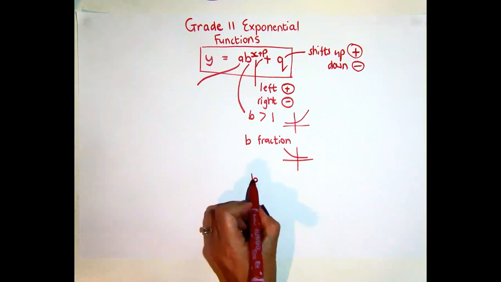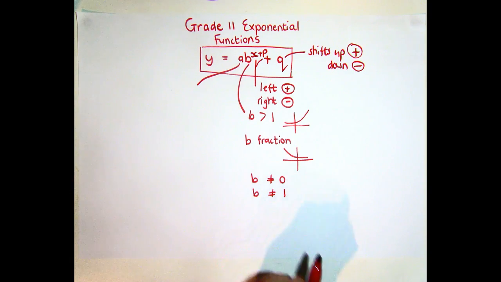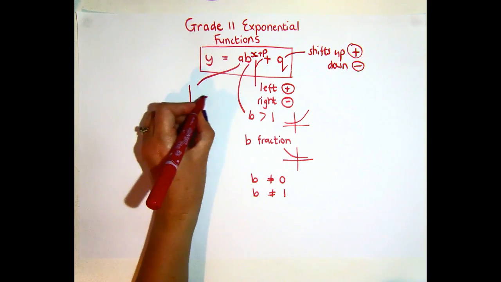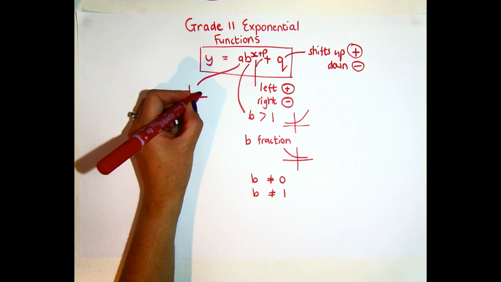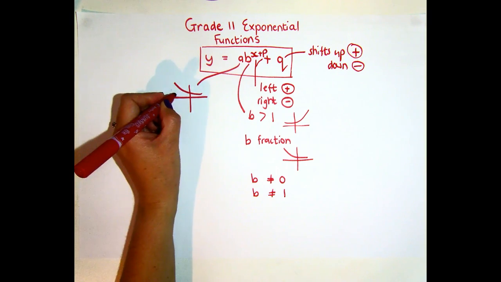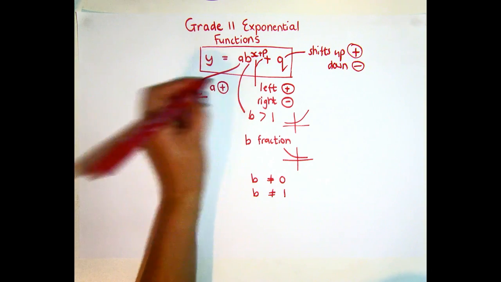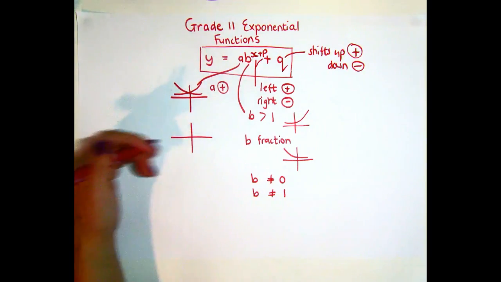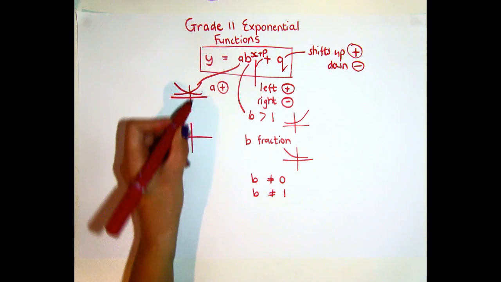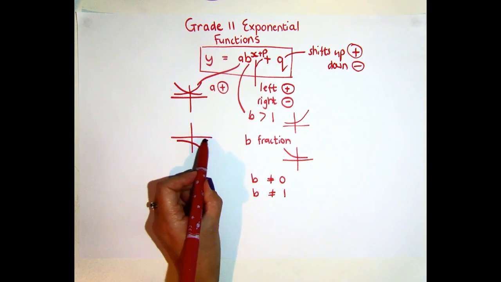What B can't be, just a reminder, B cannot be 0 and B cannot be 1. Otherwise, it's not an exponential function and doesn't exist. For the position, we're going to see some reflections here as well. So the A value, if it is positive, you're going to have graphs that point upwards. So that is when A is positive. When A is negative, you're going to have them reflected on the x-axis.